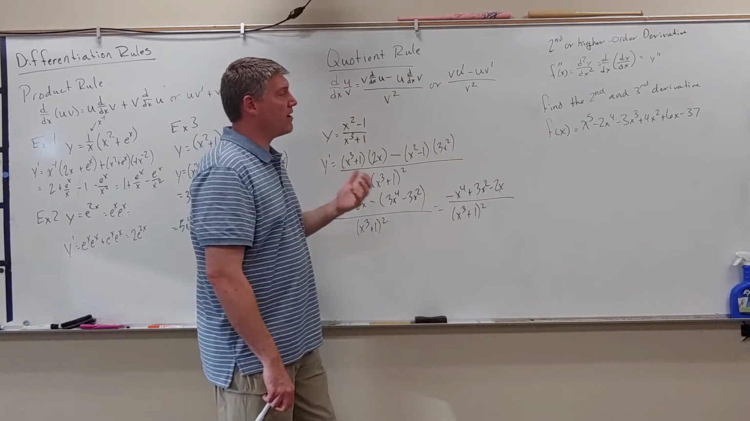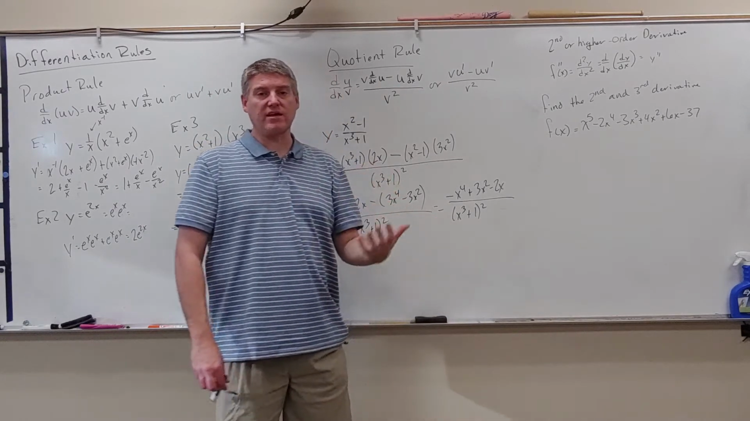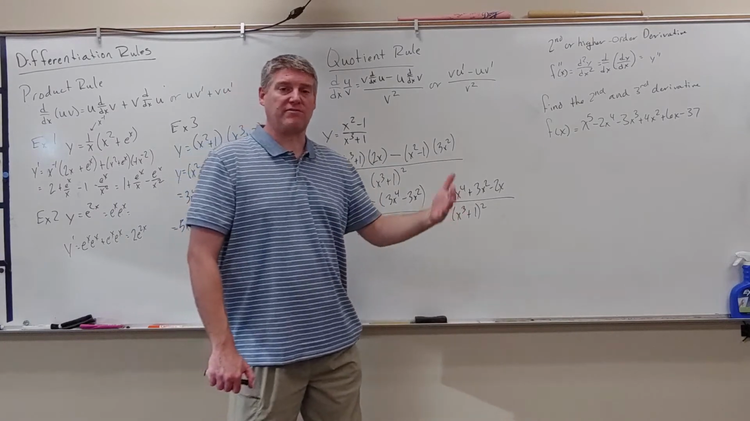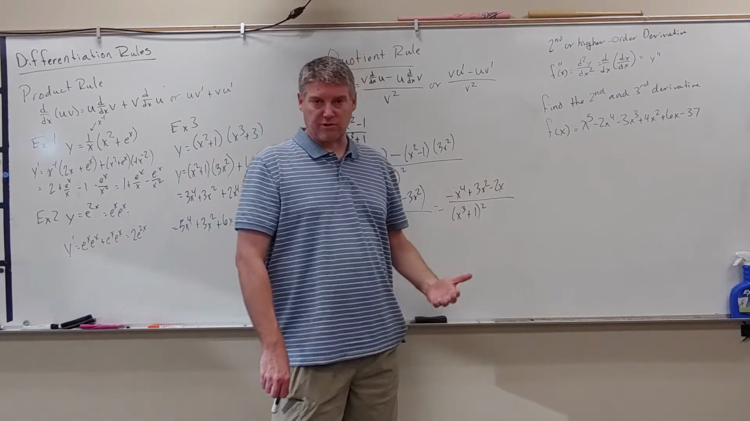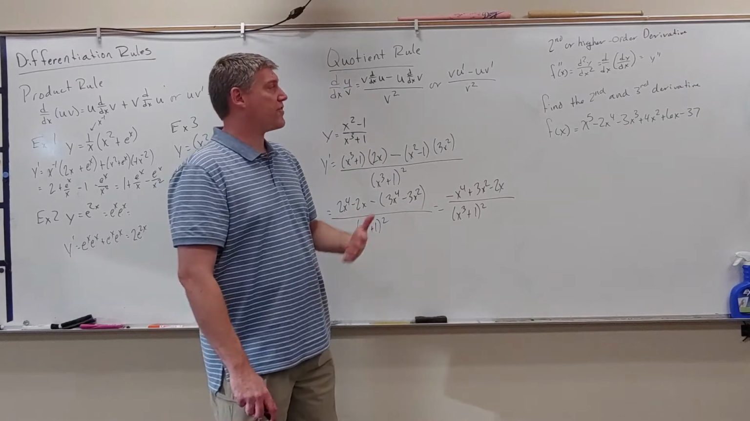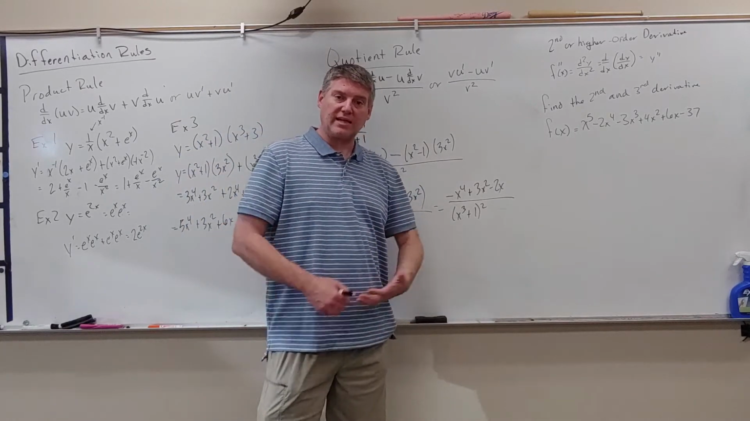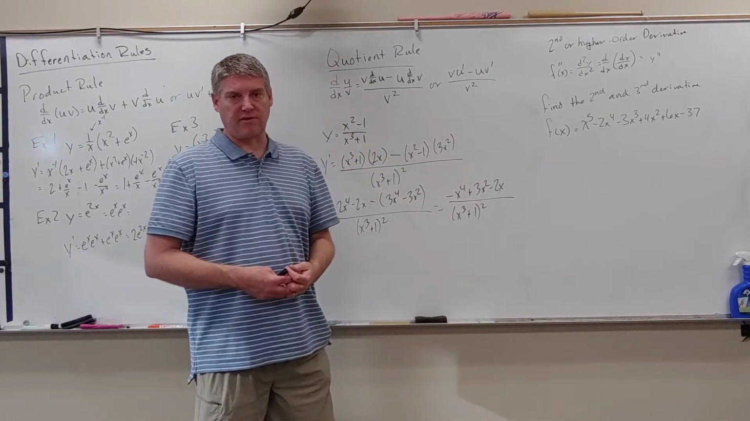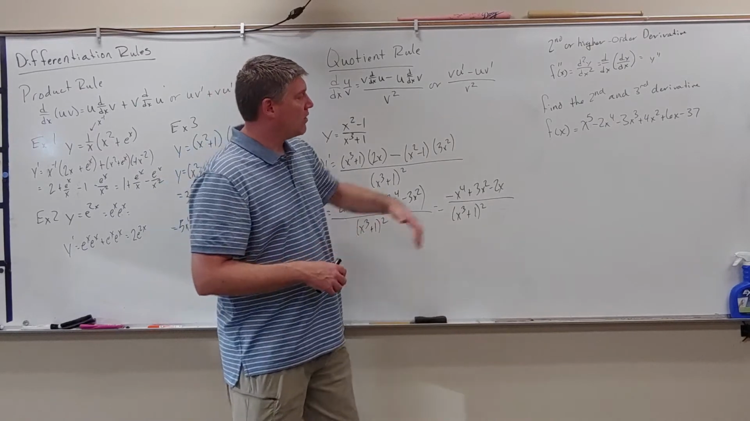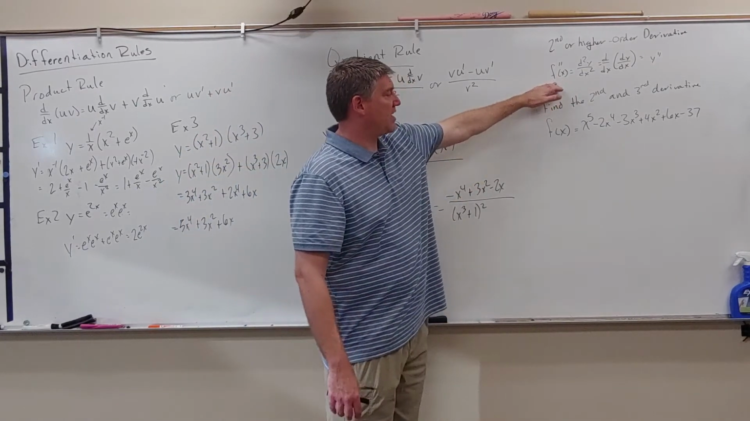Second or higher order derivatives. So the second derivative is the derivative of the derivative. So you're going to take the derivative twice. Okay? Third derivative, fourth derivative, that just tells you how many times you're going to take the derivative. Okay? So f double prime is the second derivative.